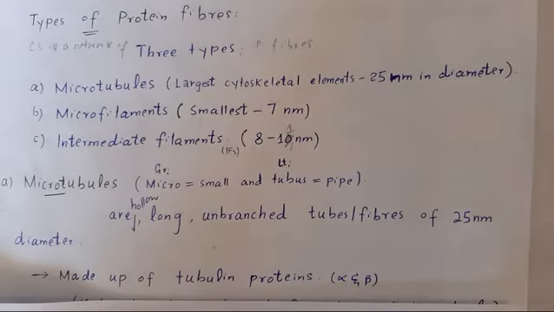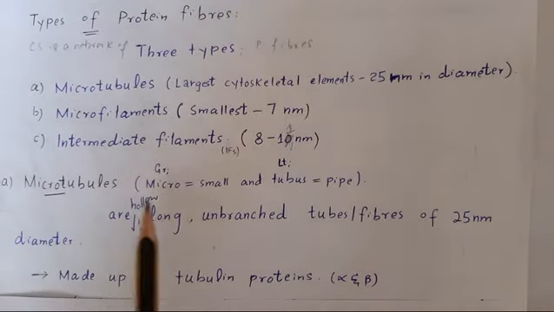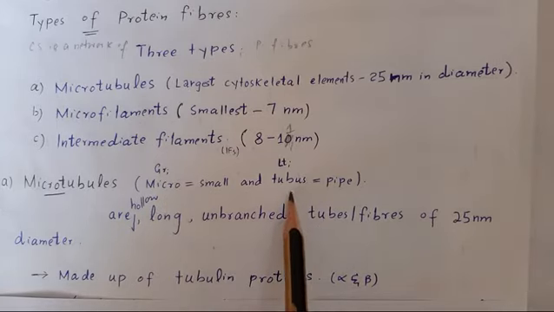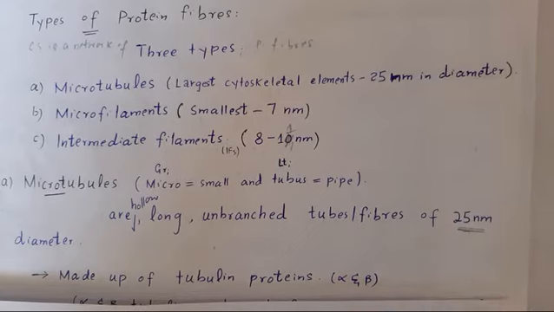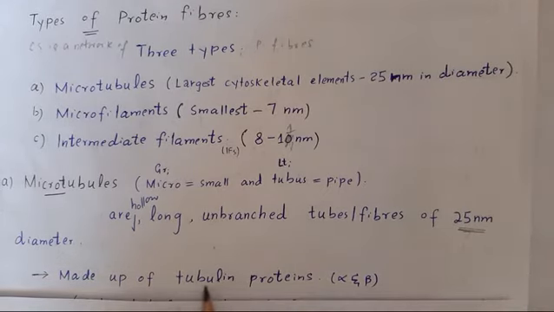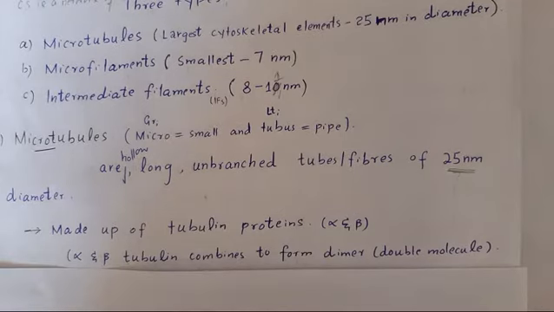So first we will study microtubules. Micro is a Greek word meaning small, and tubus means a pipe. So microtubules are hollow, long, unbranched tubes or fibers of 25 nanometer in diameter. Microtubules are made up of tubulin proteins having two subunits, alpha and beta. Alpha and beta tubulin combine to form a dimer. Dimer means a double molecule.